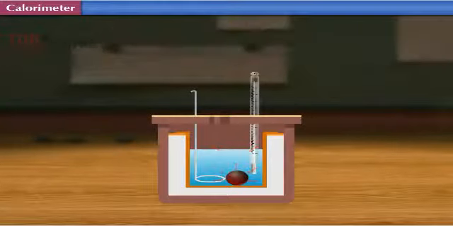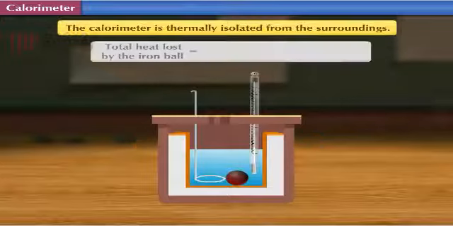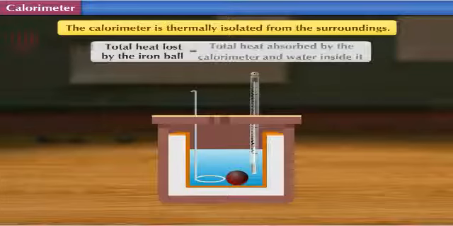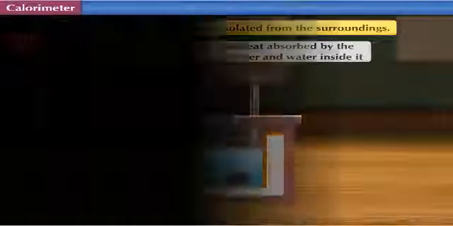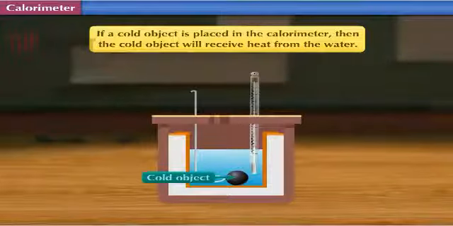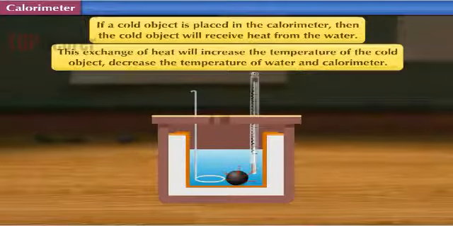reach the same temperature. As discussed earlier that the calorimeter is thermally isolated from the surroundings, the total heat lost by the hot object, that is the iron ball, is equal to the total heat absorbed by the calorimeter and water inside it. If instead of a hot object, a cold object is placed in the calorimeter, then the cold object will receive heat from the water. This exchange of heat will increase the temperature of the cold object, and decrease the temperature of water and calorimeter.